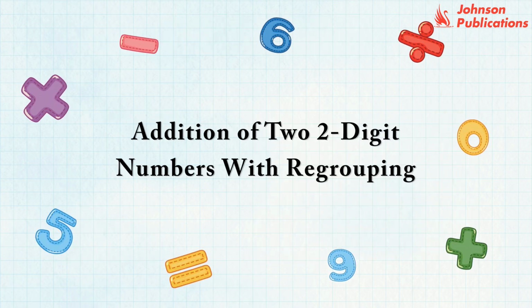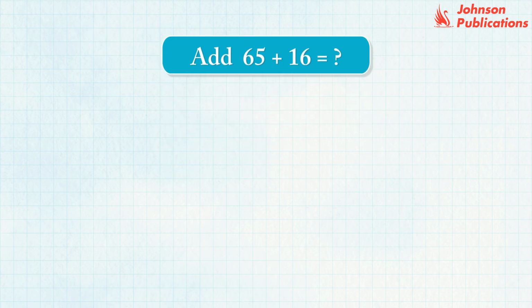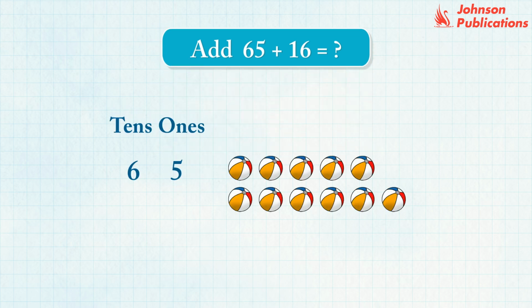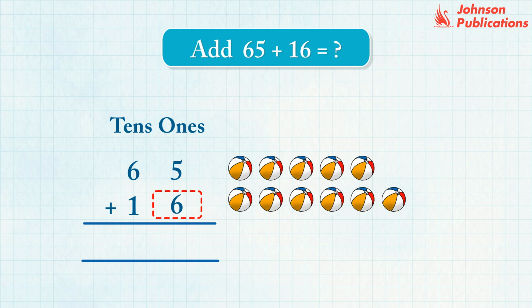Let us now understand adding two-digit numbers with regrouping. Add 65 plus 16. Step 1. Arrange the numbers vertically using their place value and add the ones by counting number of balls. 5 ones plus 6 ones is equal to 11 ones. Here, 11 ones is equal to 1 ten and 1 one. Write 1 in the ones column and carry over 1 ten to the tens column.